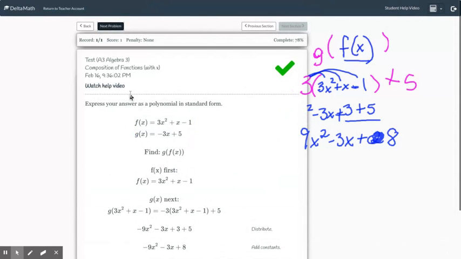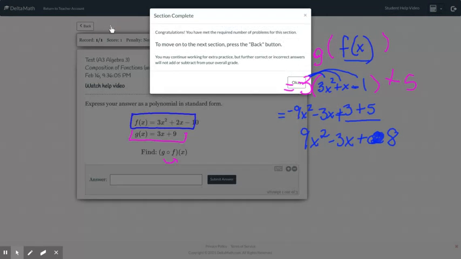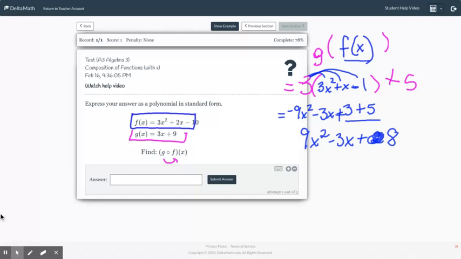There we go. And then you'll have a few more problems with that. And that should be the section.